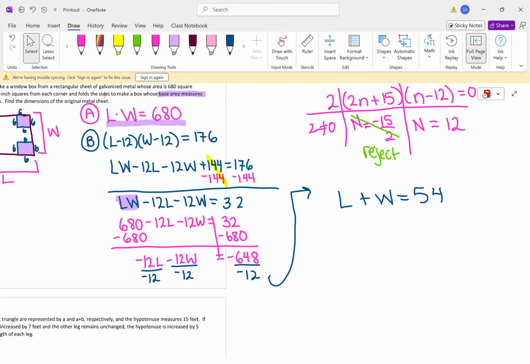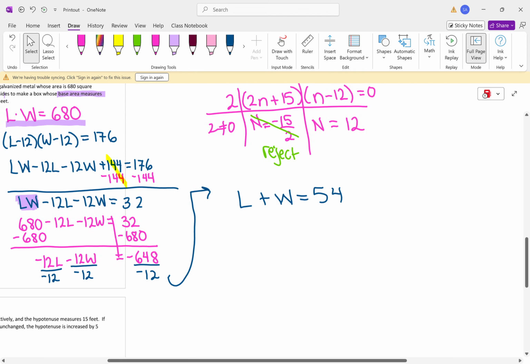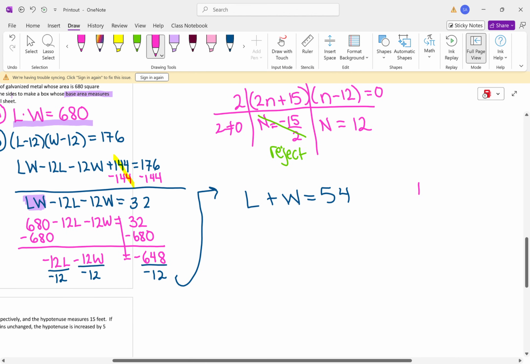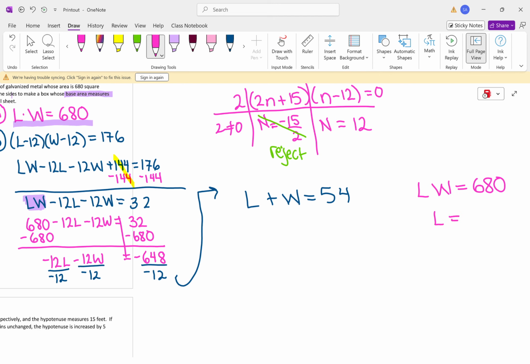So now let's keep going. So now we have L plus W equals 54. Is this good enough? No. So what do I have to do? I have to go back to my first equation and solve for one of them. Does it matter which one? No. Which one do you want to solve for? Sure. LW equals 680. So L will equal 680 over W. So now I'm going to sub in 680 over W plus W equals 54.